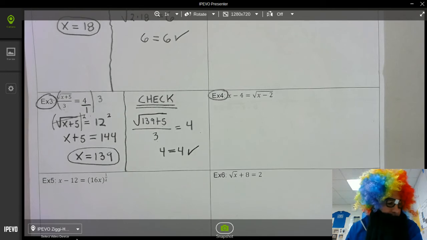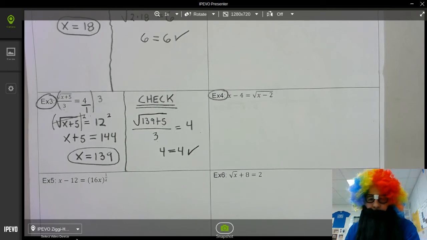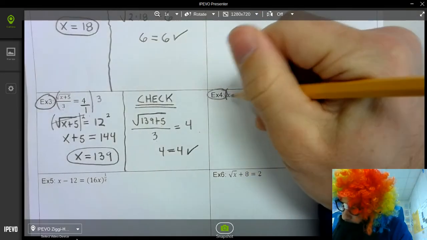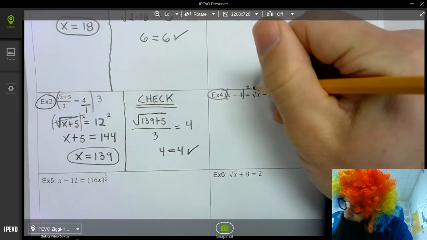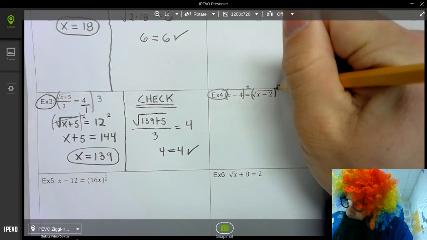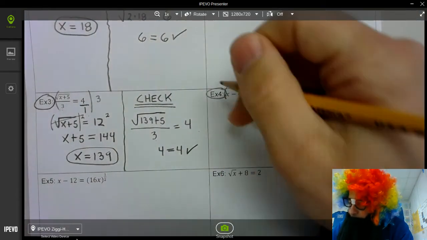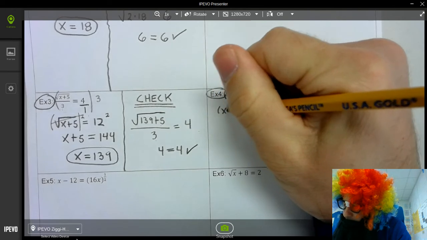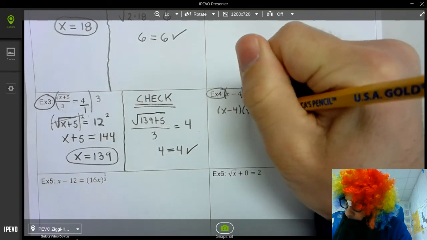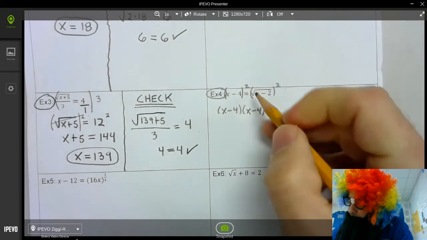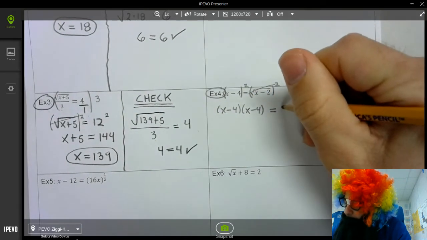Let's look at example 4. We notice the square root is isolated. So step 2, we're going to raise both sides to the power of 2. I get x minus 4 squared, which becomes x minus 4 times x minus 4, equals, that becomes to the power of 1, x minus 2.